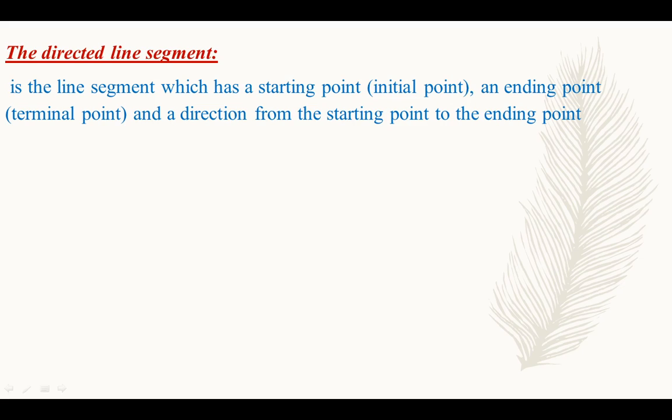So the directed line segment is the line segment which has a starting point and an ending point. Okay, it has an initial point, which is the starting point, and it also has a terminal point, and it has a direction from the starting point to the ending point.